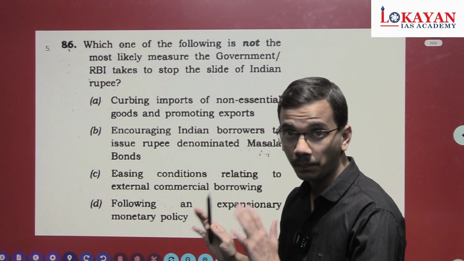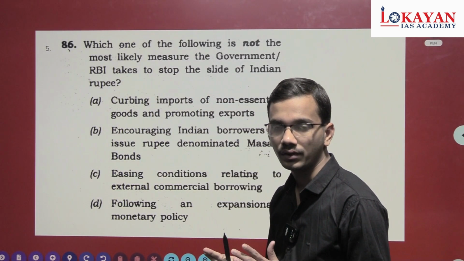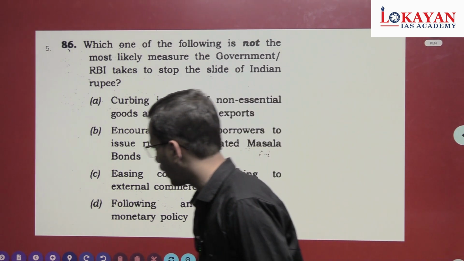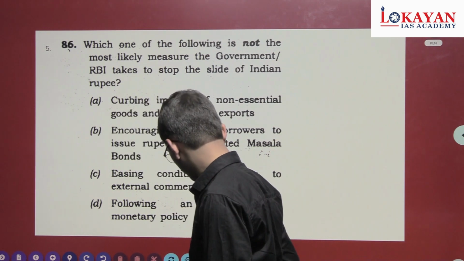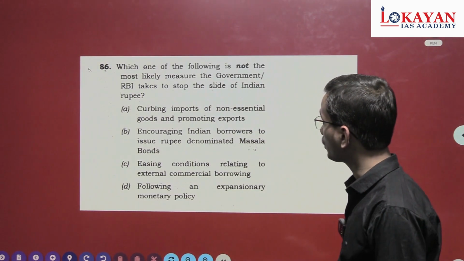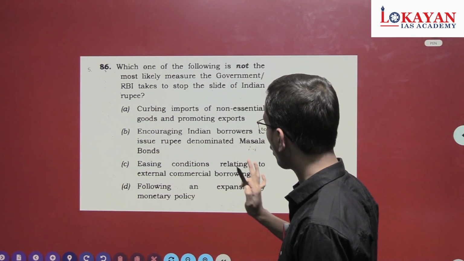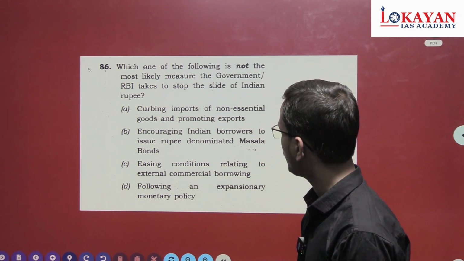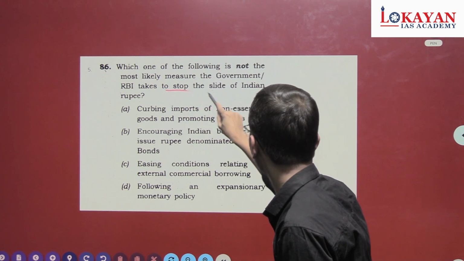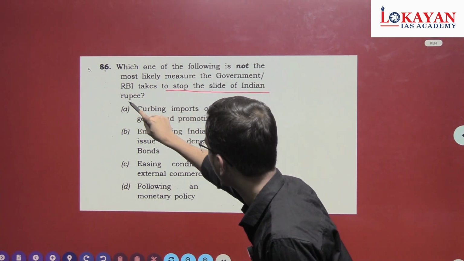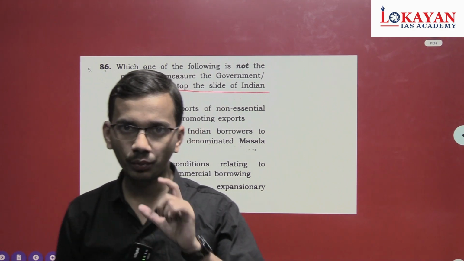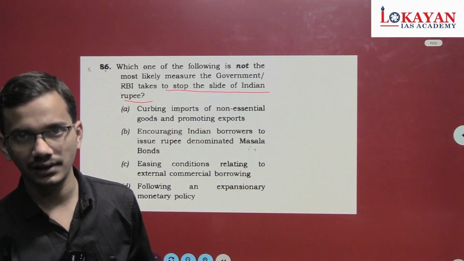Okay, this one is very important and conceptual question. So pay attention, do not write anything, see and understand the concept. Which one of the following is not the most likely measure the government RBI takes to stop the slide of Indian rupee? Okay, we have solved MCQs regarding rupee depreciation in our first lecture.